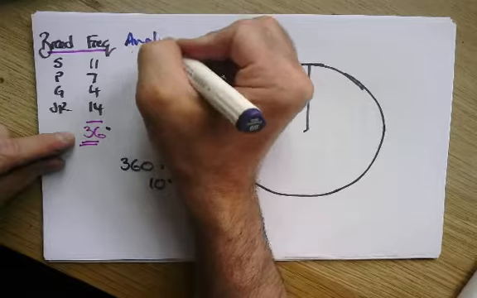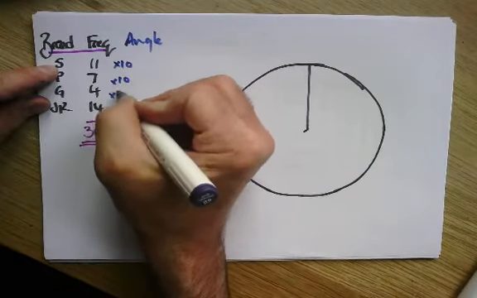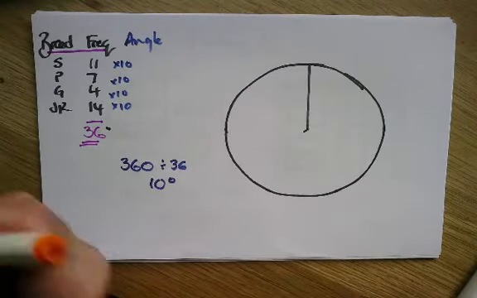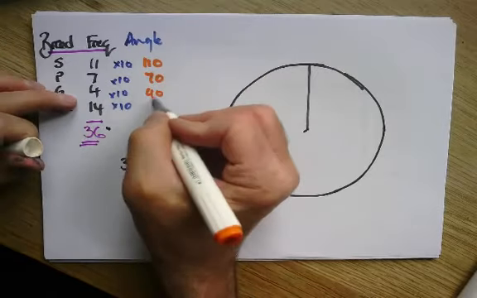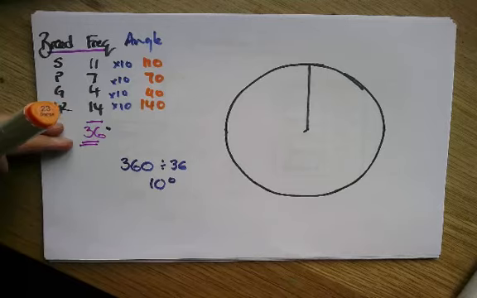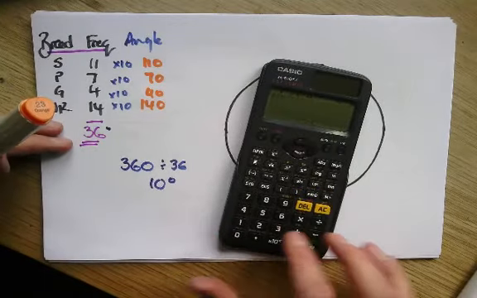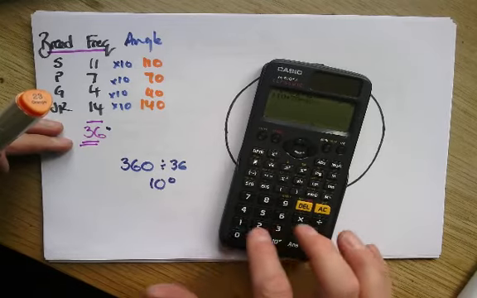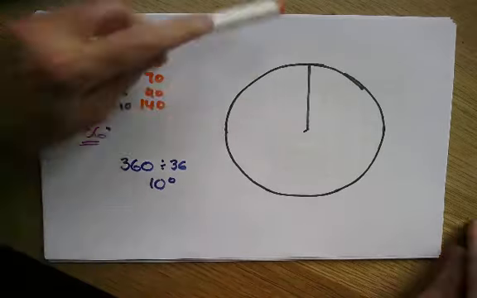So what I can do is work out the angle here by simply timesing the frequencies by 10 each time, because when I add it all together, it should come to 360. So it's 110, 70, 40, 140. Let's count that up and make sure I do get 360 as a check. So 110 plus my 70 plus my 40 plus my 140 equals 360. Boom.